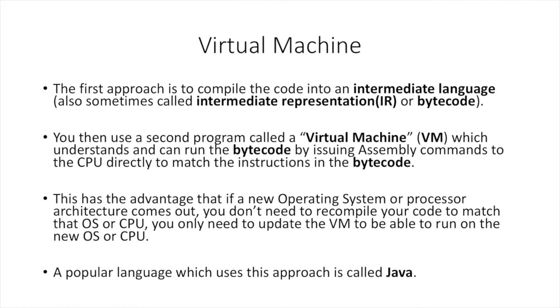The advantage of this is that if you have a new operating system or a processor that comes out, you don't need to recompile your code to match that operating system or CPU. You just need to update the virtual machine to be able to run on that OS or CPU, because your bytecode, your compiled version, which is not assembly anymore, can run on any virtual machine that does this. A very popular language which uses this approach is called Java, and one of the big features that Java has is that you can compile your code once and then deploy it on any operating system. And you still get a lot of performance like a compiled language would, because it's compiled ahead of time. So you get a bit of the benefit of both approaches, right?